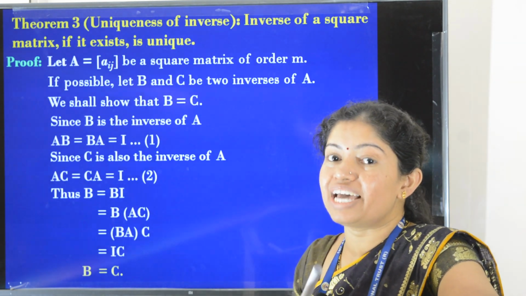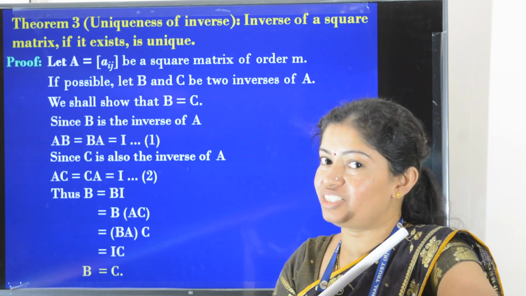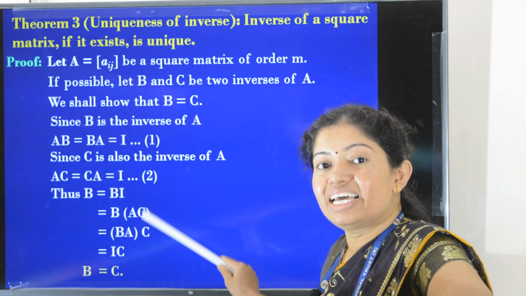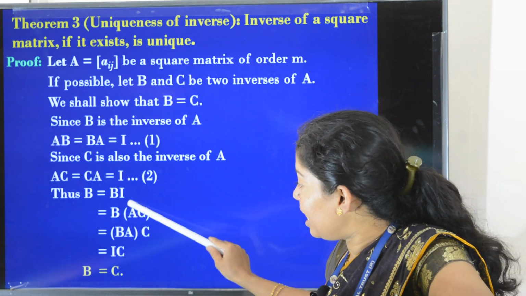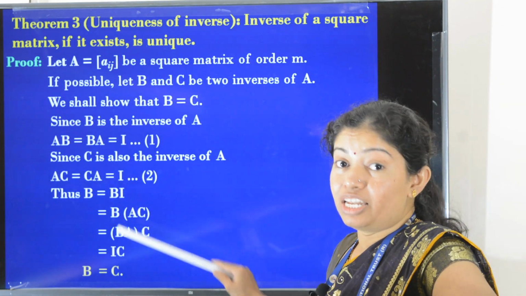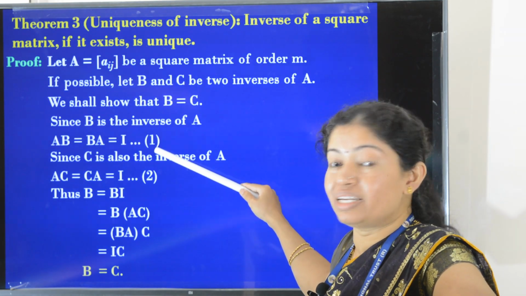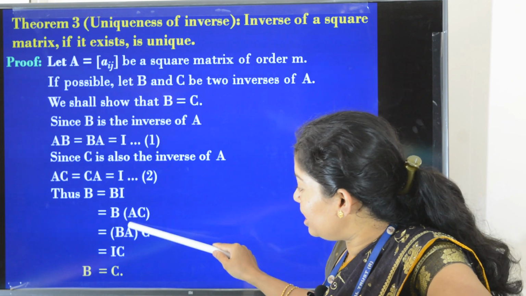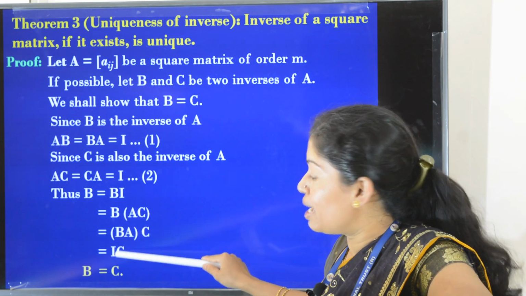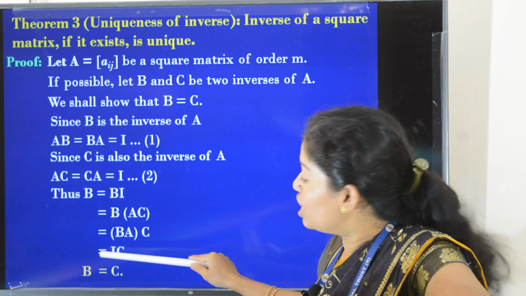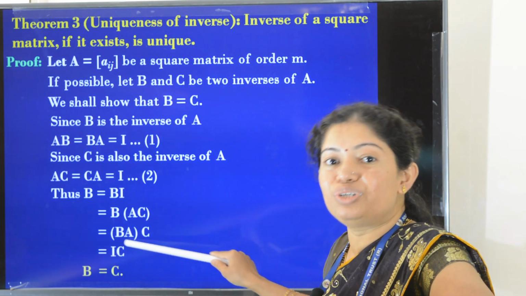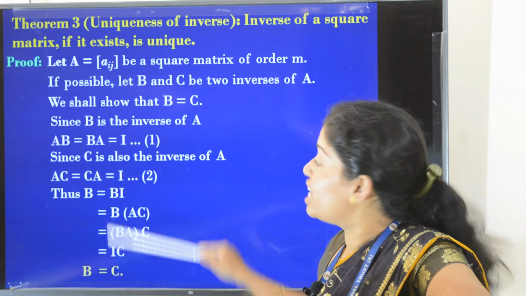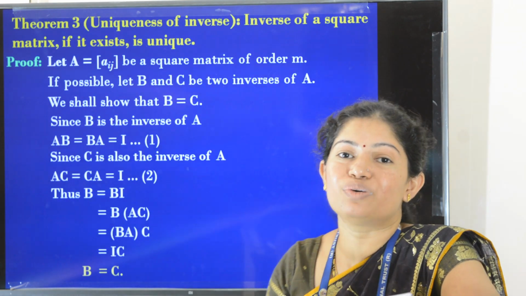Now use the associative property of multiplication. By using the associative property, this can be written as BA into C. Now again go back to equation 1. What is this BA? BA is nothing but the identity. So replace this BA by the identity matrix. So we now have I into C. So I into C will give us what? It is C only. So we got B is equal to C.